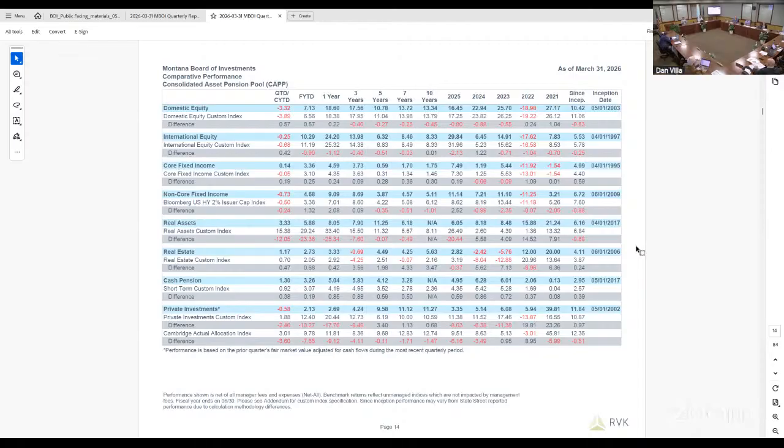And in the long term, you've had an 11.8% rate of return in private investments, beating your benchmark. You're about 50 basis points behind that long-term Cambridge comparison. Again, all kinds of risk profiles in that comparison. So that's a bit about private markets.